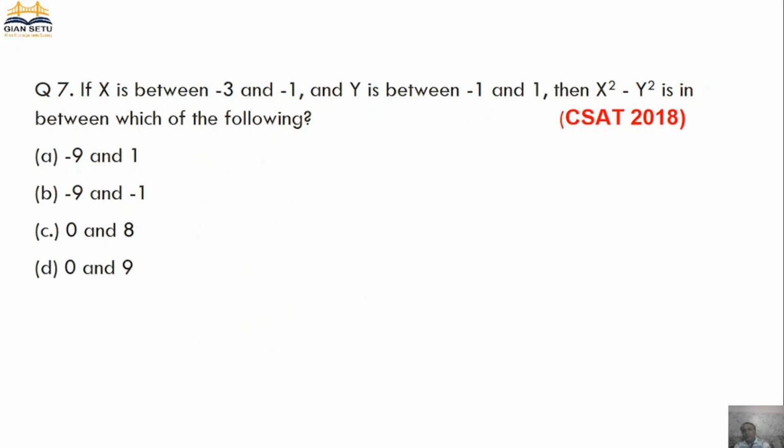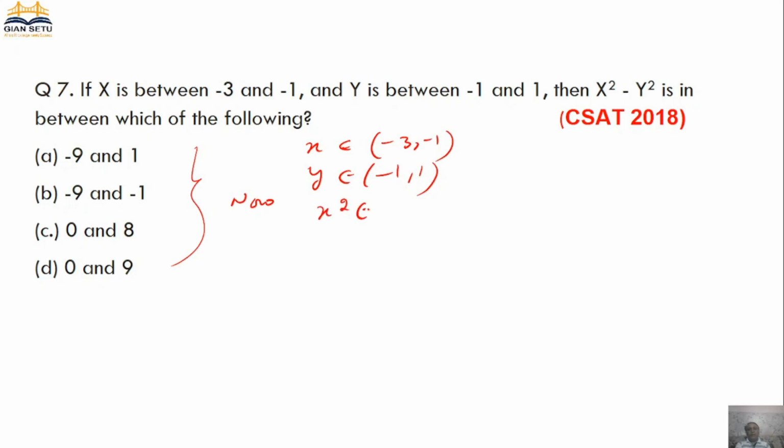Next, let's see the next question. If x is between minus 3 and 1 and y is between minus 1 and 1, then x square minus y square is in between which of the following? Okay, now the value of x can be from minus 3 to minus 1 and the value of y can be from minus 1 to 1.